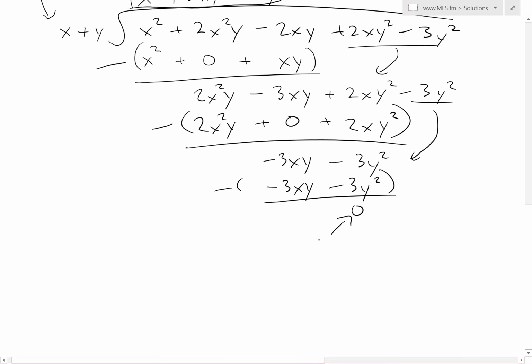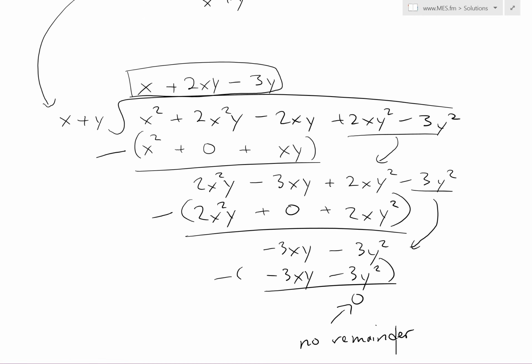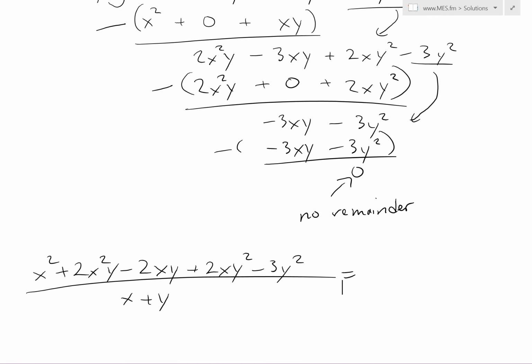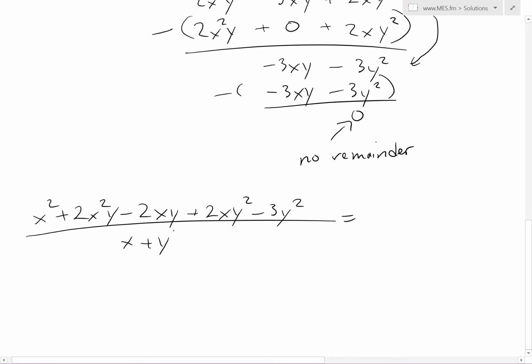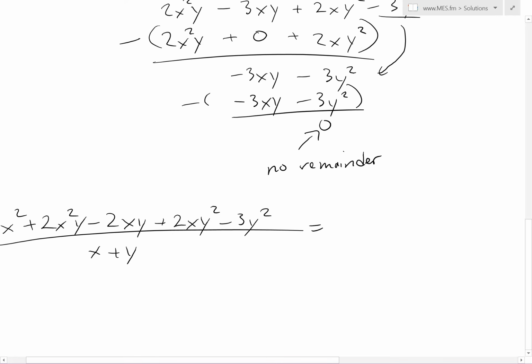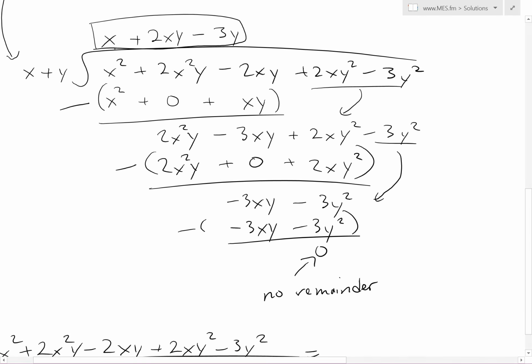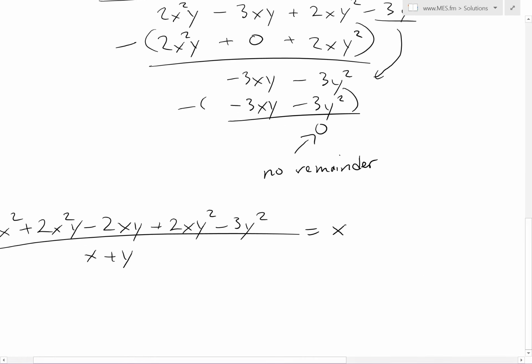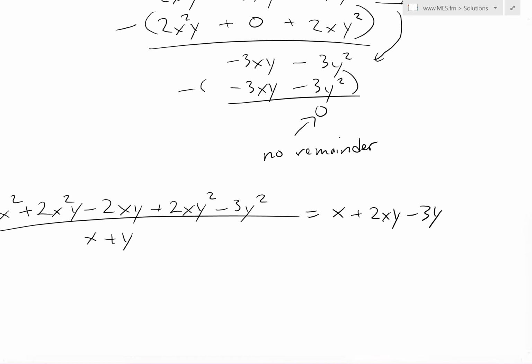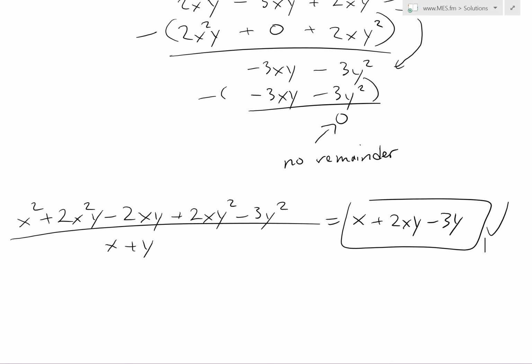No remainder left over. So putting this all together, what we get is this entire fraction right here equals the answer on top, which is x plus 2xy minus 3y, and that's it right there. So this is what this equals using polynomial long division.